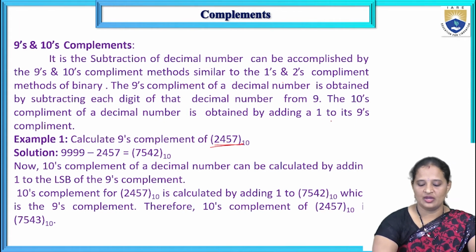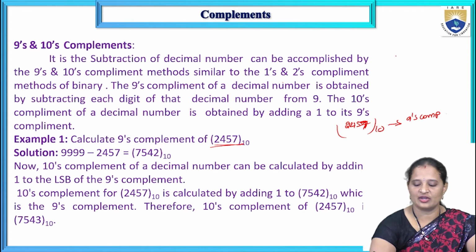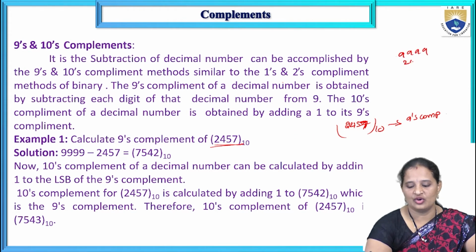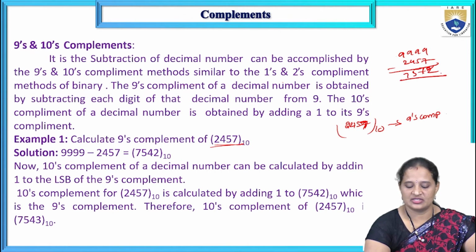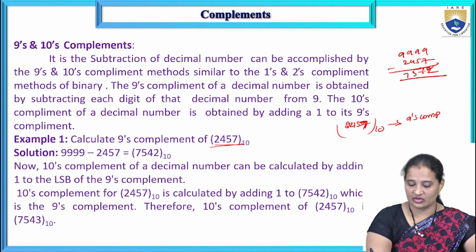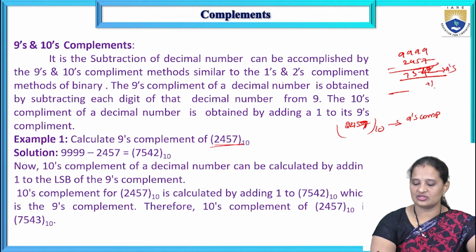So here this is my number, 2457. 2457 is my decimal number. I want to calculate the 9's complement. So the 9's complement, how can I get it? 9, 9, 9, 9 minus 2, 4, 5, 7. Now subtract each digit from 9. So 9 minus 2 is 7, 9 minus 4 is 5, 9 minus 5 is 4, and 9 minus 7 is 2. So 7, 5, 4, 2 is the 9's complement. For the 10's complement, just add 1 to the LSB. 7, 5, 4, 3 will be the 10's complement.